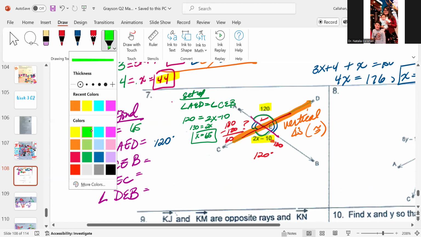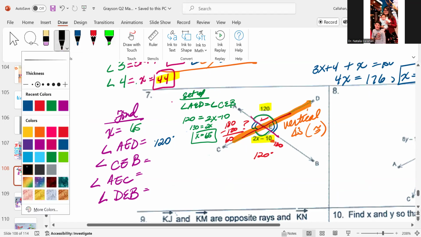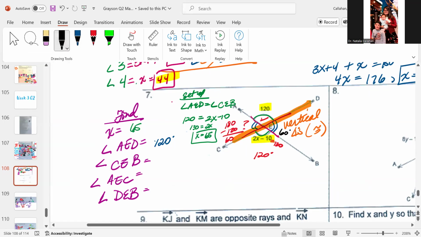Okay, then also, do you see the straight line right here? No, it's the same thing. It's the same orange line. Okay, this angle is 120, right? If this angle here is 60, this angle is also 60 because they're vertical, correct? So CEB, AEC, DEB, fill it out. What angles are they? What's your measurement? CEB is going to be 120, so make sure you get the right angles.